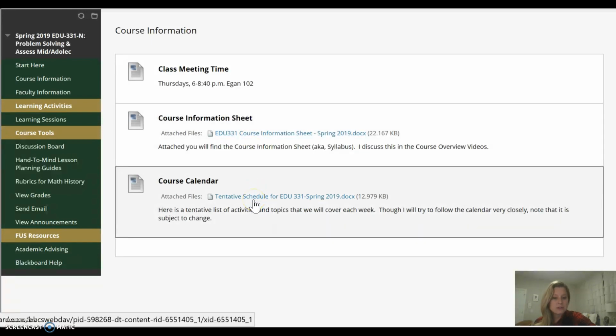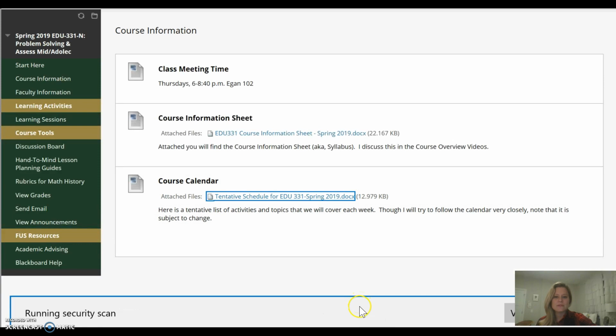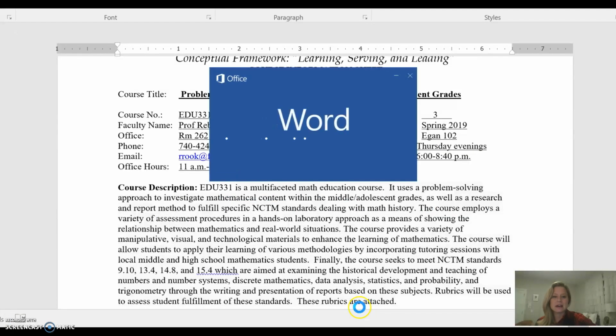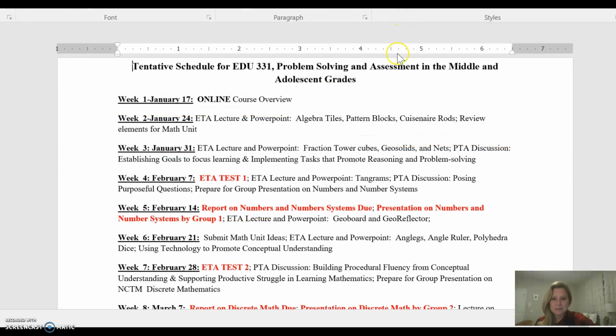You can also look at the tentative schedule. Now, this is subject to change, but I do want to open it and quickly look at it with you just so you can get a little bit of an idea of what we're doing in the class. It will also help you to pace yourself throughout the class. So let me enable some editing. So this week, we're doing the online course overview.